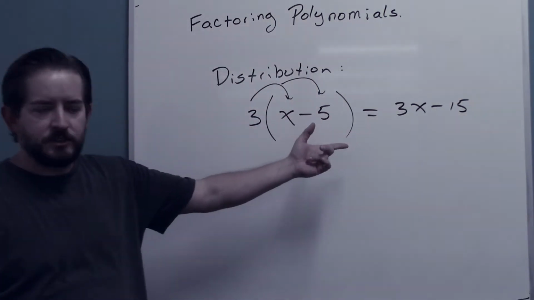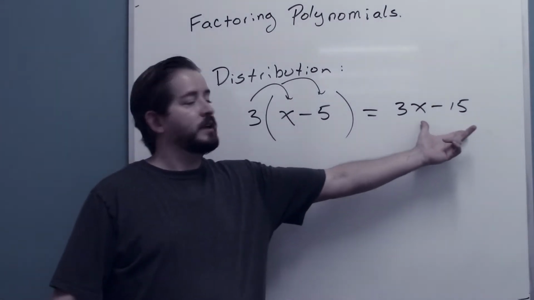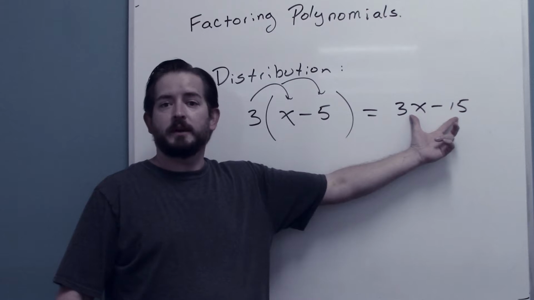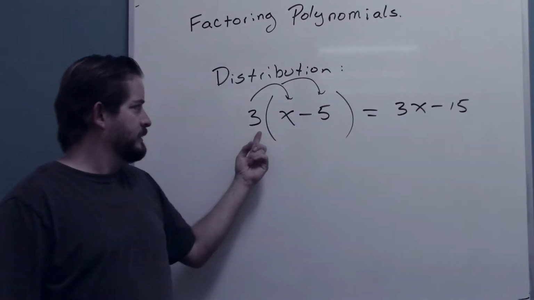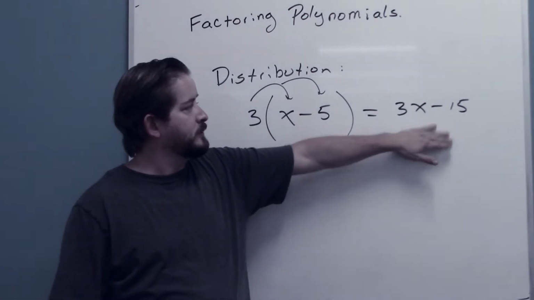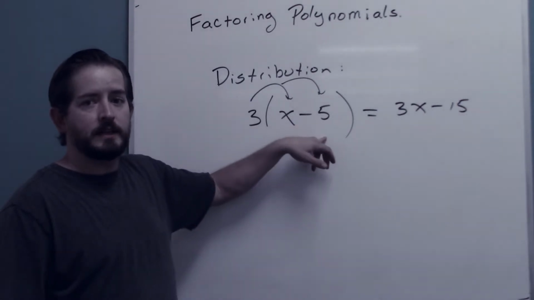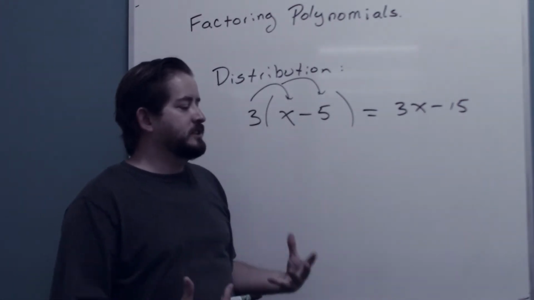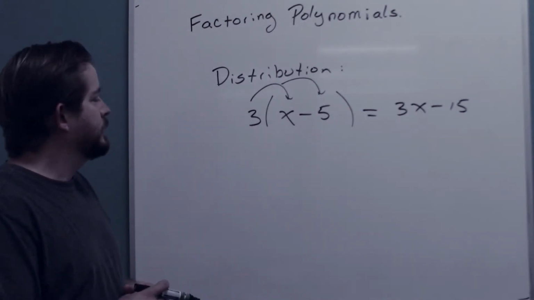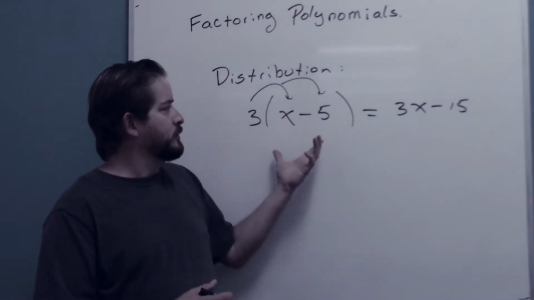And this is one direction of the distribution, right? I'm taking this, distributing it into there, and I get this. But I can go the other way. I can say, hey, 3x and 15 are both divisible by 3. And so essentially, I'm undistributing that 3 and saying, hey, this 3x minus 15 might have started as a 3 sitting out here multiplied into an x minus 5, right? So that's the general idea. That's what factoring means. It's kind of undoing this sort of distribution.